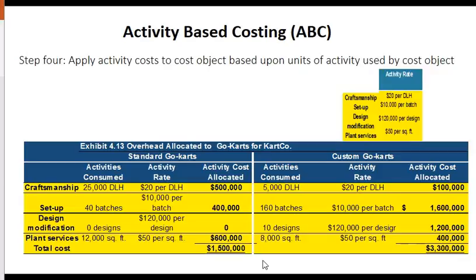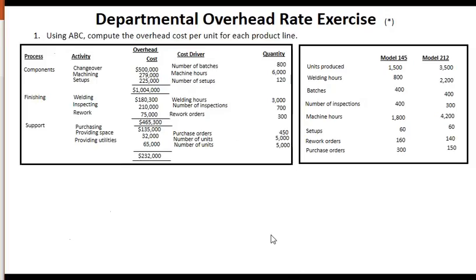And if you allocated this based upon a single overhead rate, these activities would be more equal to each other, and we'd really be making a very bad pricing problem, because we'd probably be penalizing standard go-karts for the amount of activities they didn't use and giving the custom go-karts a bonus, because part of that custom activity cost is being absorbed by the standard product line.